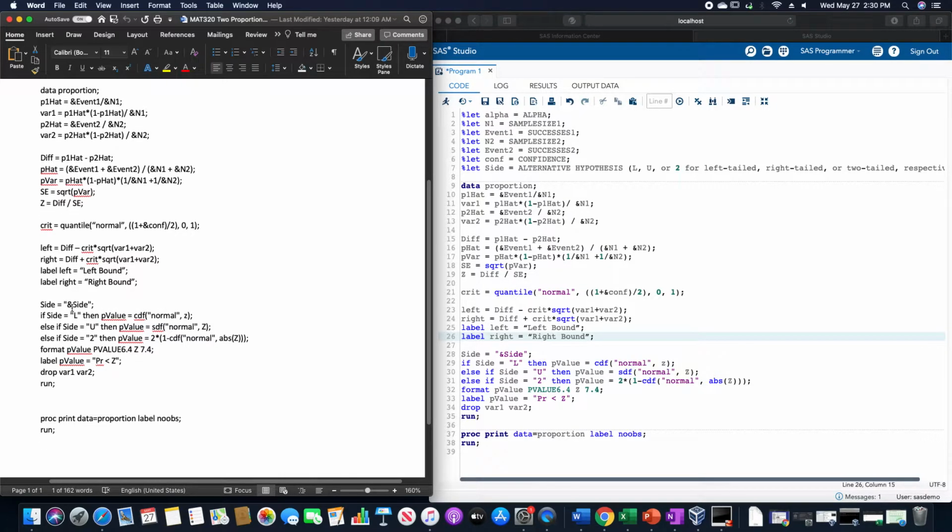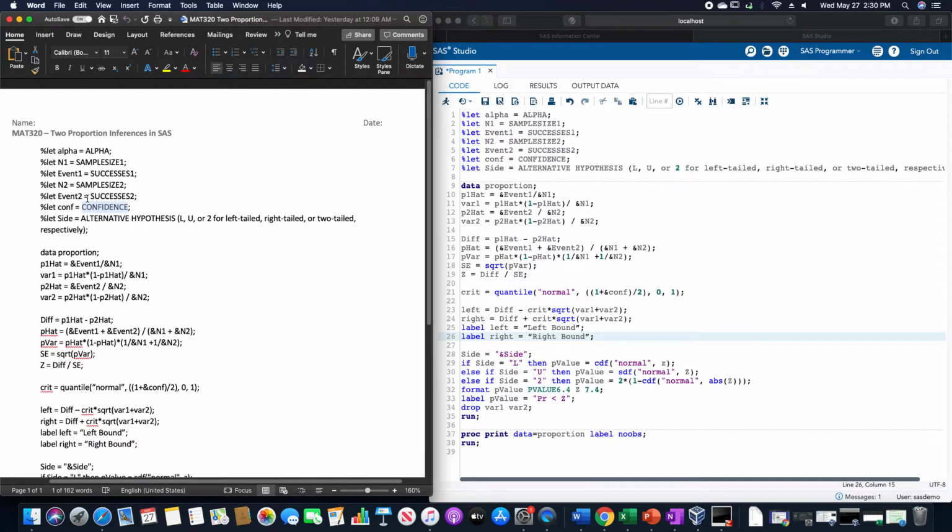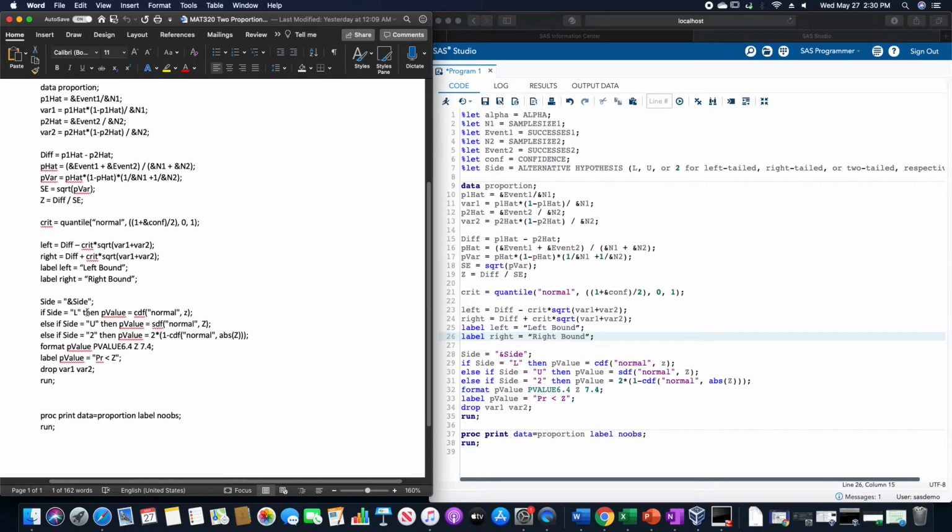And then side we set equal to the side variable that we had up here. Then if that side is equal to L, then we do p-value equals CDF of normal, comma Z. This Z being the Z that we have up here. Else, if the side is equal to U, then p-value is equal to SDF of normal, comma Z. And the SDF is used as opposed to CDF due to the fact that it's on the right-hand side as opposed to the left. And then else if side is equal to 2, then p-value is equal to 2 times 1 minus the CDF of normal, comma, the absolute value of Z.